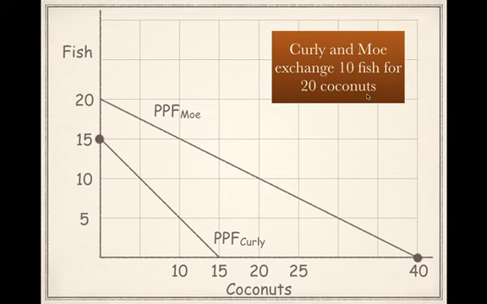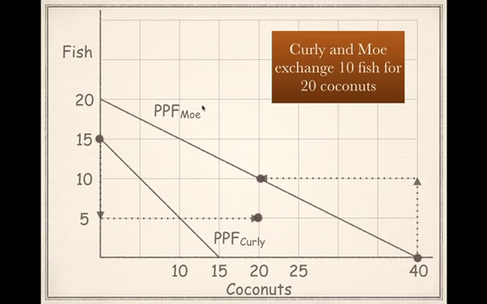Let's say they agree to exchange 10 fish for 20 coconuts. So again, we see that Curly ships 10 fish and gives them to Mo. Now Mo is going to give Curly 20 coconuts. Curly finds this scenario acceptable because why? His consumption falls to the right, or outside, of his PPF, so now he is consuming more than he could have if he was self-sufficient.